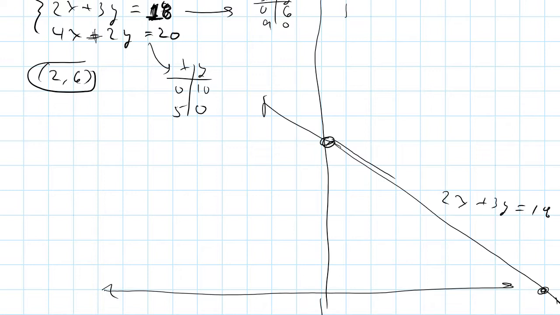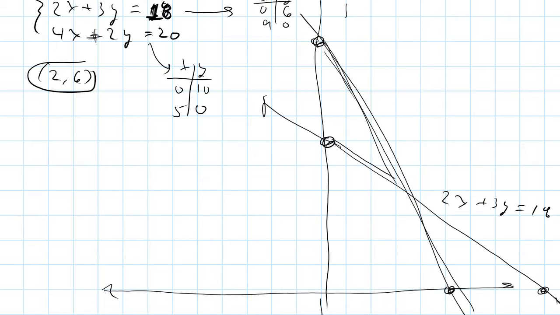On the other hand, 0, 10, 1, 2, 3, 4, 5, 6, 7, 8, 9, 10, and 5, 0, 1, 2, 3, 4. That's the graph of 4x plus 2y equals 20. And after they do this, you give them a chance to look at it and say, what do you notice? And someone will say, well, I noticed that they intersect somewhere.